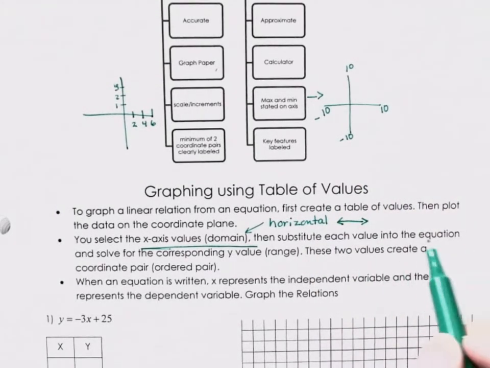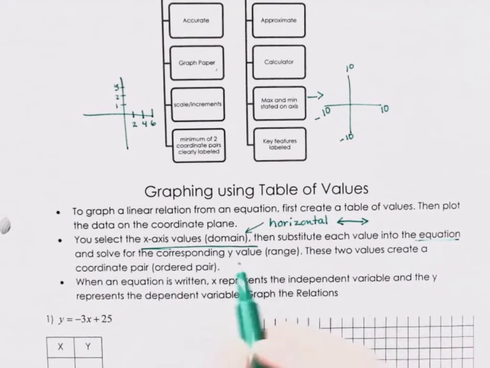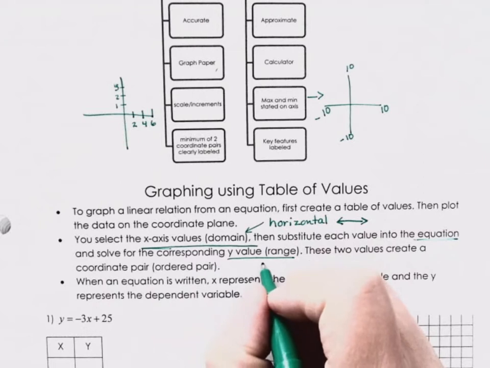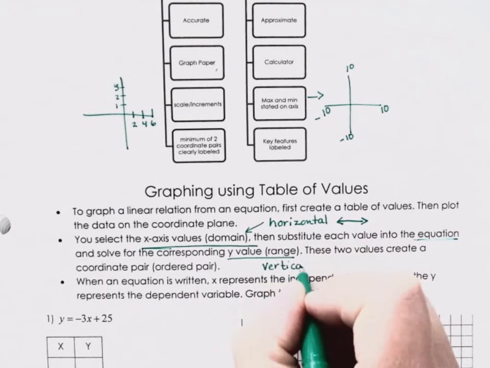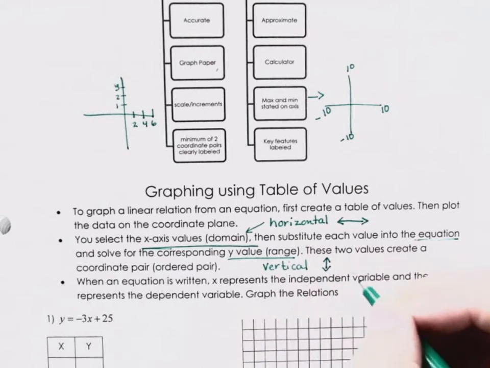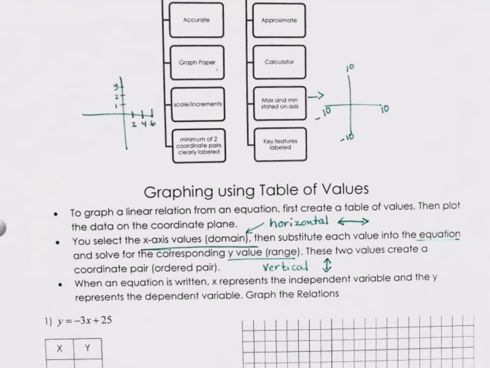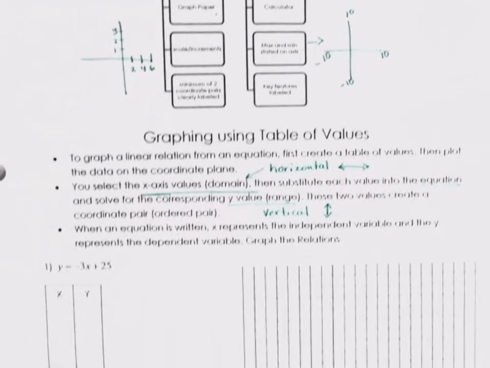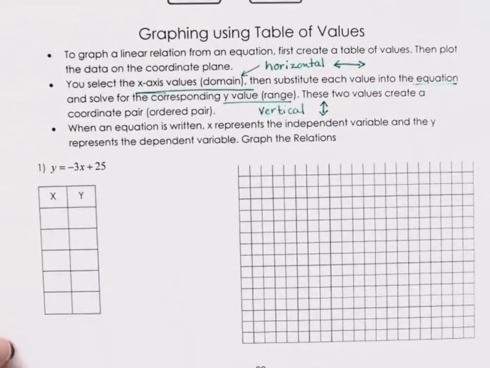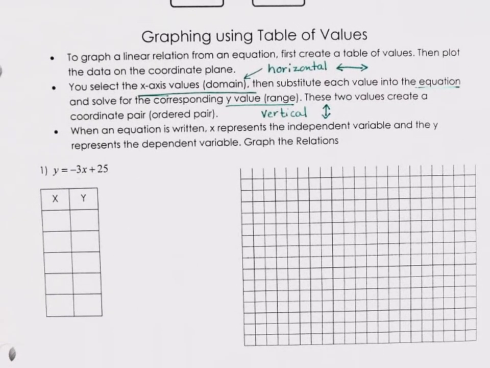And then substitute each value into the equation that's been given and solve for the corresponding y values of the range. That one goes on your vertical. And vertical is up, down. So horizontal is left, right. Vertical is up, down. When an equation is written, x represents the independent variable and the y represents the dependent variable. And we're going to go ahead and graph the relations. We don't know if they're functions yet, so we're just going to call them relations because I don't have any data for them yet. I've got enough experience with this that I can tell from the equation if it's a function or not, but you guys don't, so we're going to go through it piece by piece.